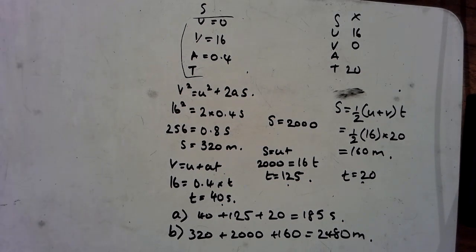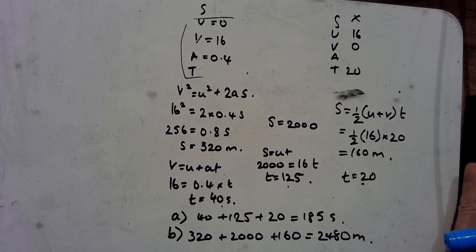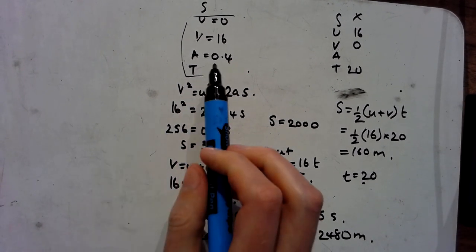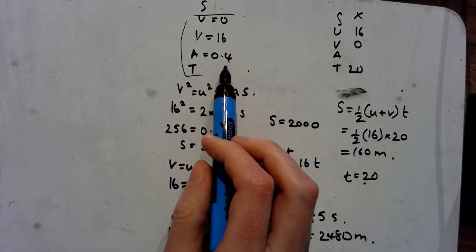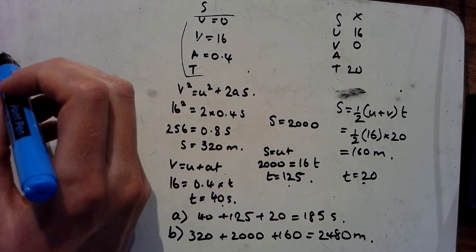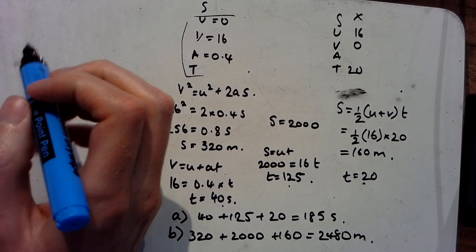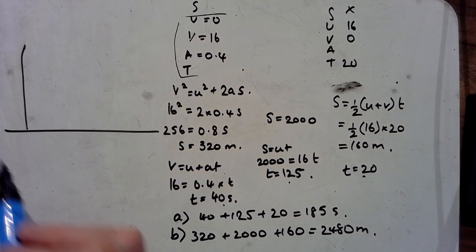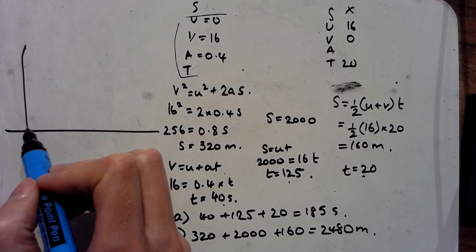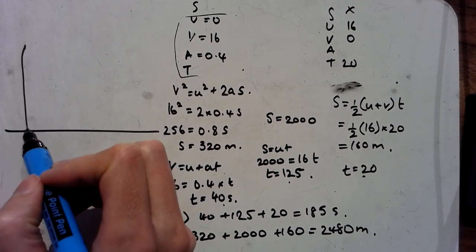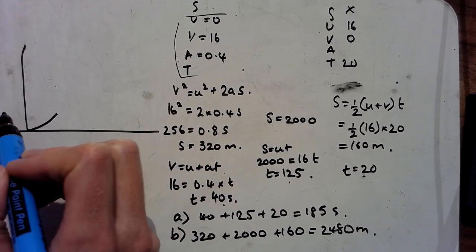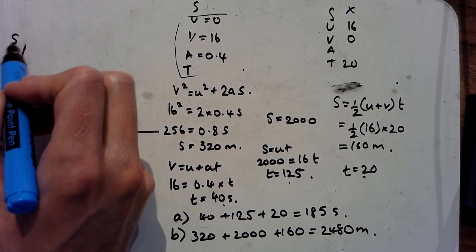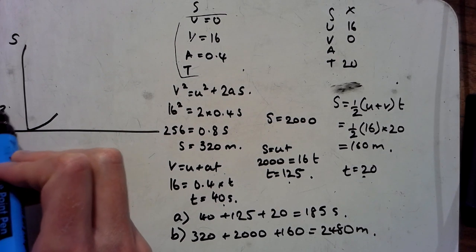In terms of drawing this graph then, we're doing a displacement time, not a velocity time. So because there's constant acceleration, the velocity time graph would have straight lines. The displacement time would be a curved line. So at first, I'm accelerating from rest for the first 40 seconds, and that gets me up to a speed of 16 and a distance, we're doing displacement, of 320.